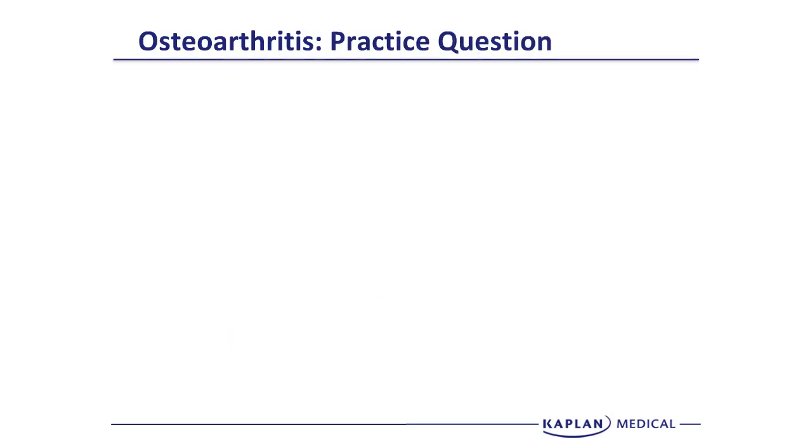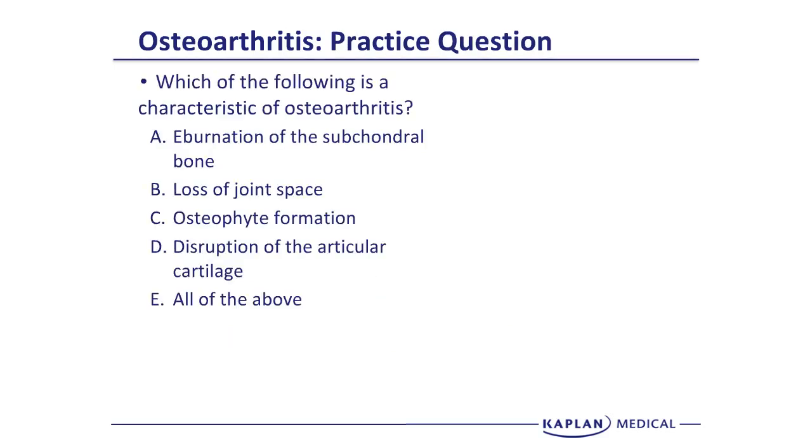Now, which of the following is a characteristic of osteoarthritis? Is there eburnation or hypertrophy of the subchondral bone? Would the bone look a little bit more dense than the rest of the bone, as opposed to rheumatoid arthritis, where there is periarticular osteopenia? In osteoarthritis, there's definitely eburnation or hypertrophy of the subchondral bone.